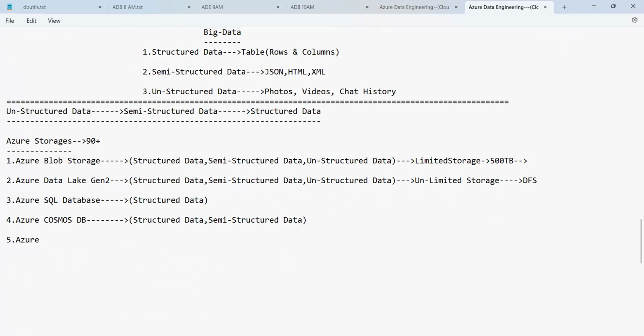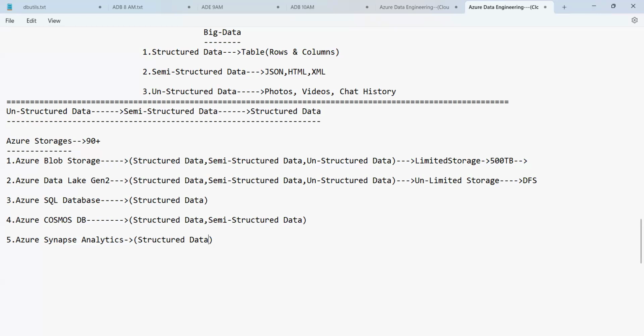And the next one you have is Azure Synapse Analytics. Synapse Analytics is nothing but the data warehouse of Azure, which can store only the structured data.